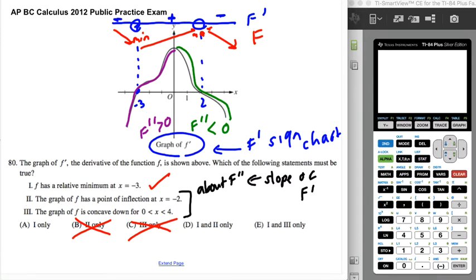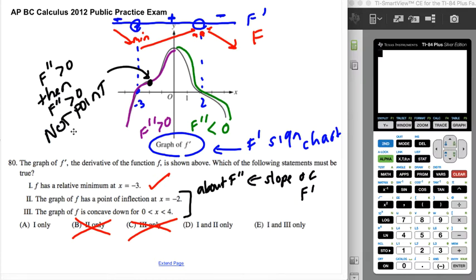So 2 is definitely false because there's not a point of inflection here, right? So this, f double prime is positive, and then f double prime is still positive. It's not a point of inflection. Right? That's not a point of inflection. So 2 is definitely false. So it's not D. Now the question is, is it 1 only or is 3 true?